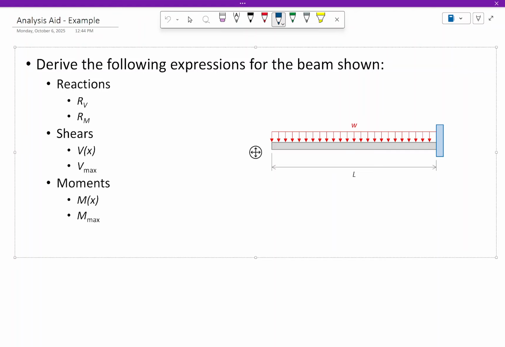This is a cantilevered beam. It's a fixed support. How many unknown reactions do we have at a fixed support? Okay, 3. What's the horizontal reaction going to be?